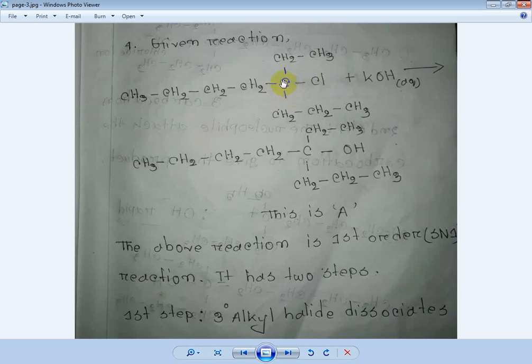This alpha carbon contains one alkyl group, two alkyl groups, or three alkyl groups. If there are 3 alkyl groups, it is 3-degree. It is possible to form a 3-degree carbocation. The 3-degree carbocation is the most stable, and the most stable carbocation prefers the SN1 reaction. The SN1 reaction occurs in 2 steps. In the first step, the 3-degree alkyl halide dissociates.